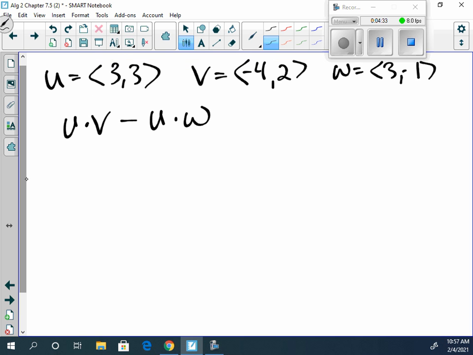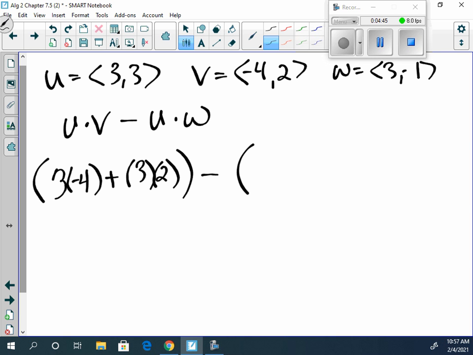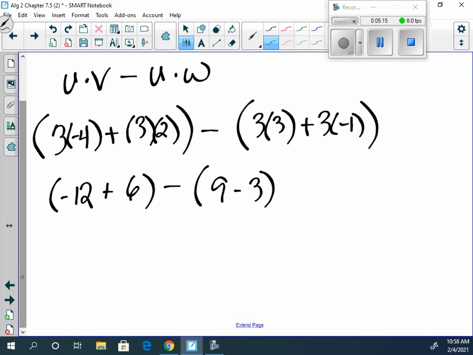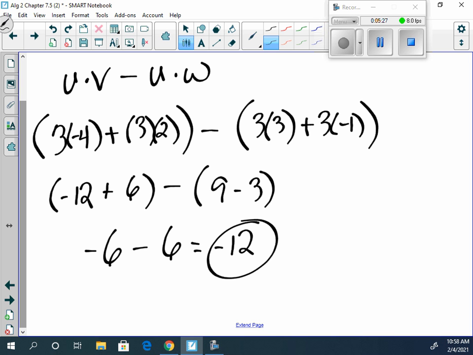Now, u dot v is going to be 3 times negative 4 plus 3 times 2, minus 3 times 3 plus 3 times negative 1 for w. So we'd have negative 12 plus 6, which is negative 6, and 9 minus 3 is 6. So the answer is negative 12. Yeah, because the dot product with 0 is still 0.